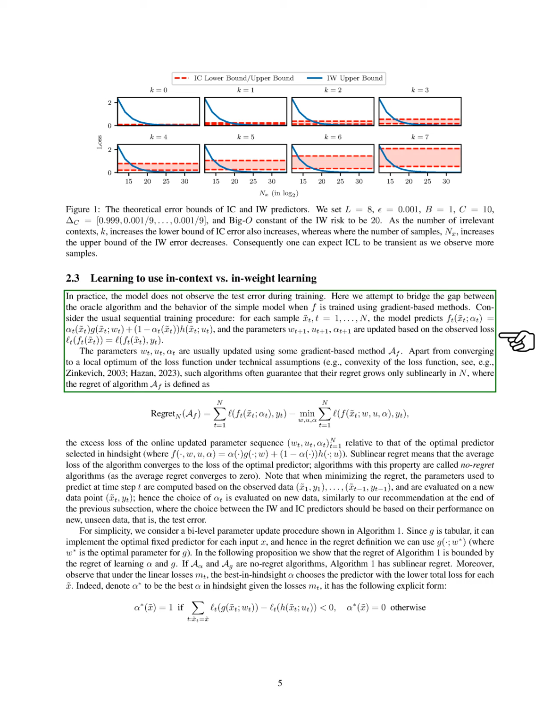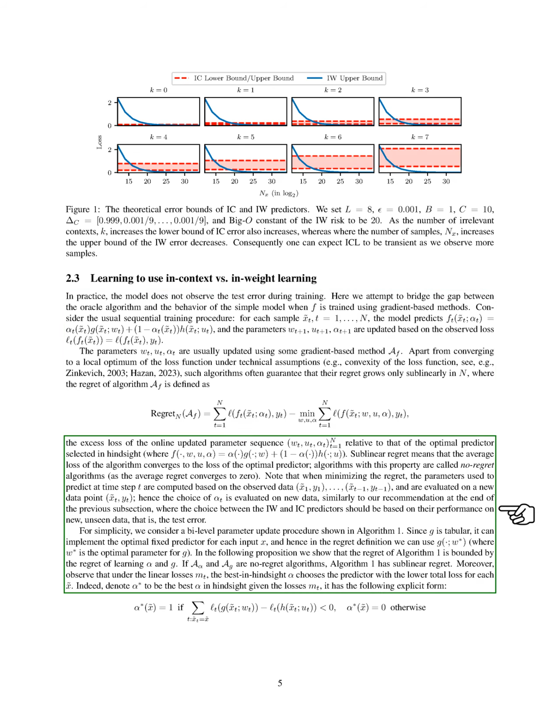For each sample, we predict a function based on a combination of two models, weighted by a parameter. We update our parameters based on the loss we observe from our predictions. Typically, we use a gradient-based method to update these parameters. Under certain conditions, these methods can converge to a local optimum and ensure that the regret, which measures how much worse our model performs compared to the best possible model, grows slowly as we train. Sublinear regret indicates that our average loss will approach that of the best predictor.